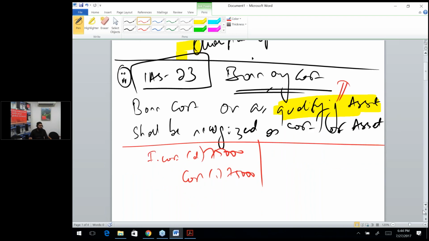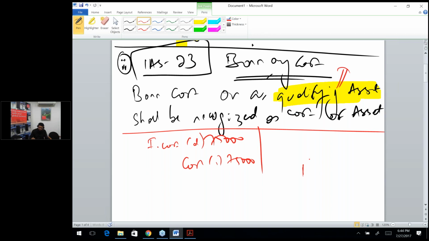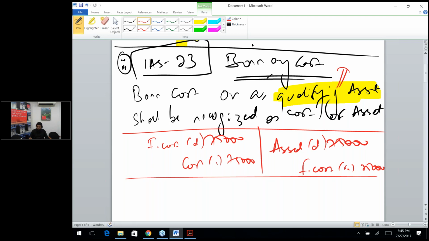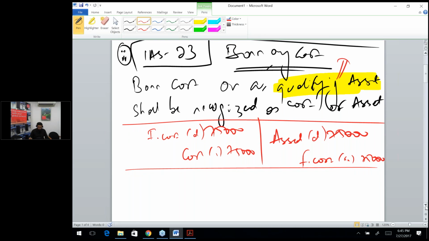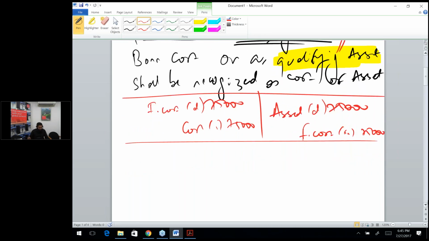Now what do we need to do? We need to say that finance cost is going to be credited by 75,000, and the asset is going to be debited by 75,000. So you need to explain to the management that the borrowing cost on a qualifying asset needs to be capitalized, and that's how you'll treat it.